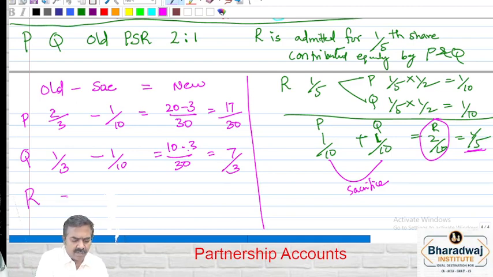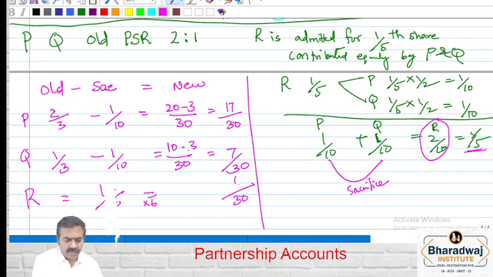For R, 1 by 5. You have to express 1 by 5 to 30. Now, multiply by 6 times. When you multiply 5 into 6, it becomes what? 30. Then this will be 1 into 6, 6 by 30. So what is the new ratio? 17 is to 7 is to 6. That is the new ratio.